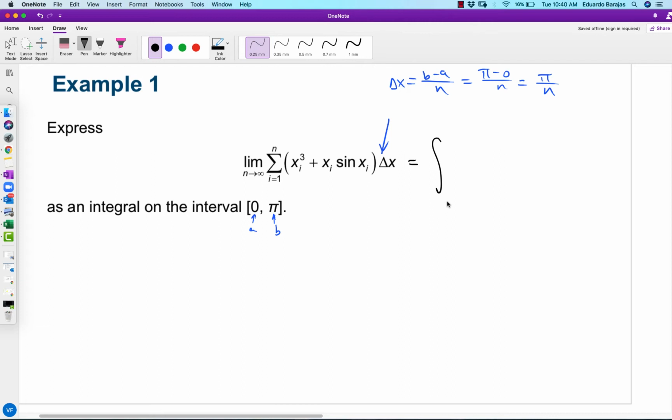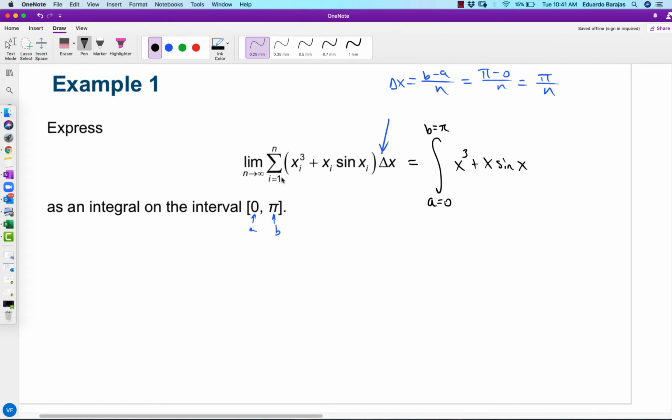Okay, so the limits of integration start off from a to b. So a runs from 0, b goes up to pi. And then this guy right here, the only thing that changes is now it's a function of x. So we're just going to write it as x cubed plus x sine x. We don't have to worry about the subscript i anymore, because over here, i represents the counter. Here we're counting the sum of rectangles, where this is the base of each rectangle, and this function evaluated at each one of these input values represents the height of each rectangle.